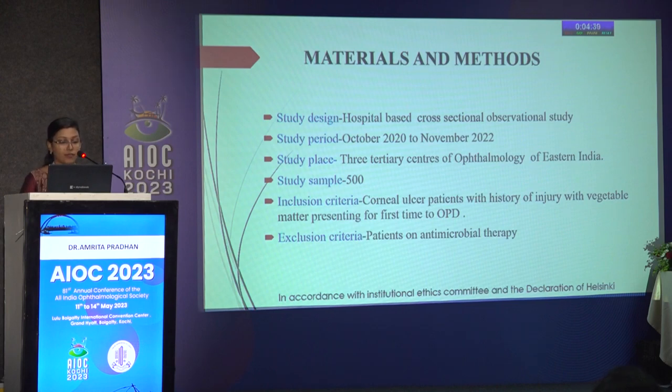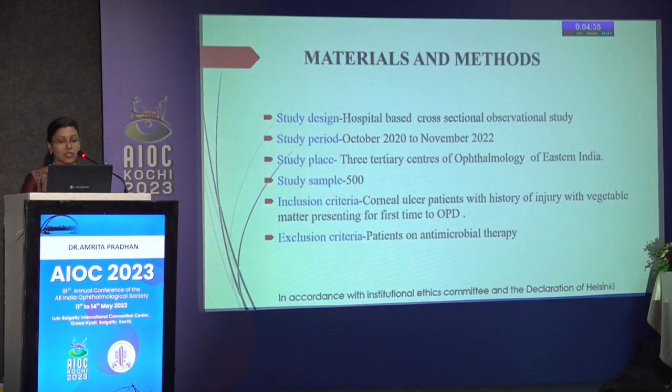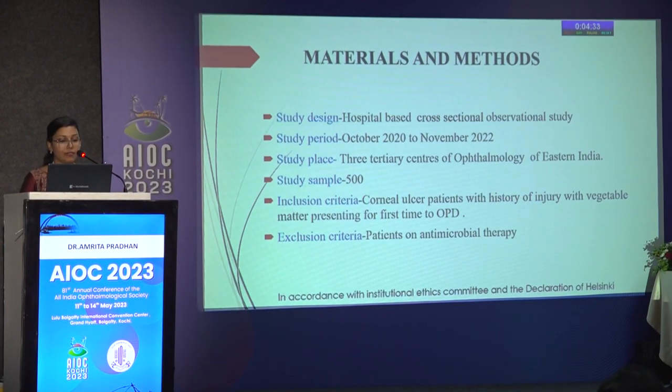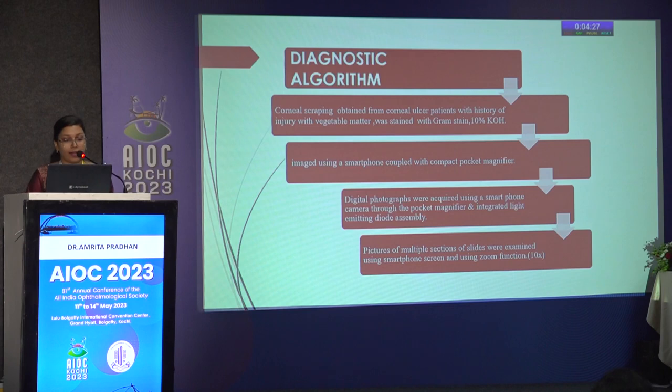Sample size was 500. Inclusion criteria being corneal ulcer patients with history of injury with vegetable matter presenting for the first time to OPD. Exclusion criteria being patients on antimicrobial therapy. And the diagnostic algorithm was corneal scrapings obtained from corneal ulcer patients with history of injury with vegetable matter, stained with Gram stain and 10% KOH stain. It was imaged with smartphone coupled with compact pocket magnifier.